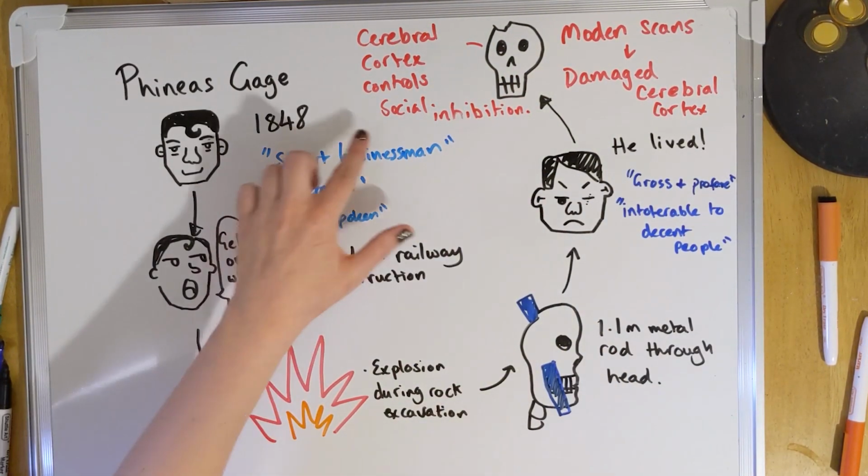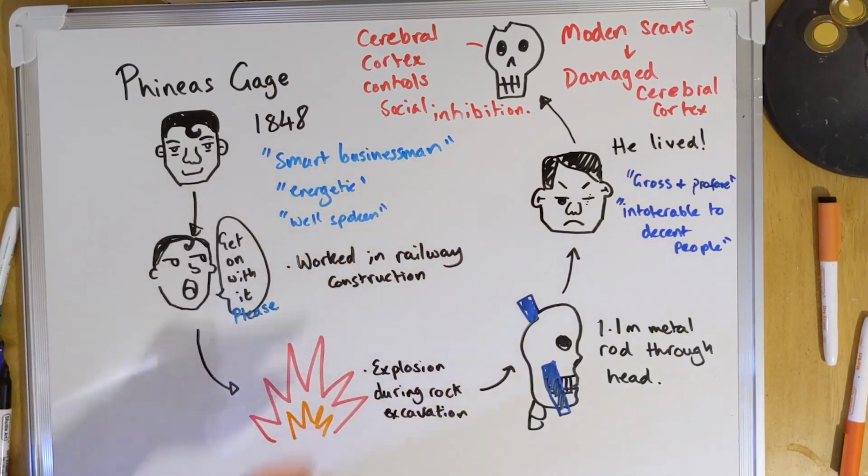So this term here, social inhibition, is just a posher way of saying controlling how you behave when you're out and about. So if you don't have much social inhibition, you've got no filter, you'll just shout whatever comes into your head, be it something naughty or something nice.